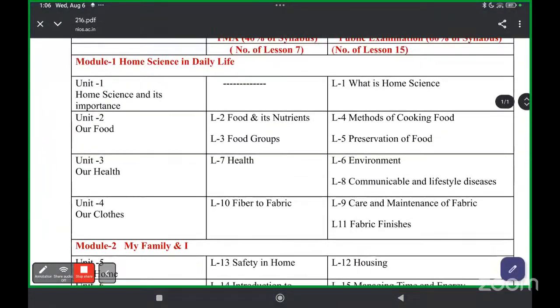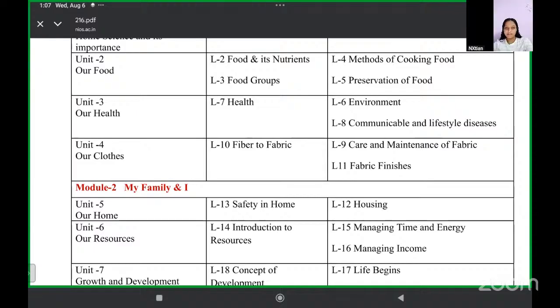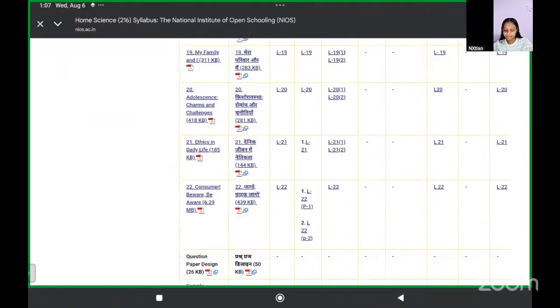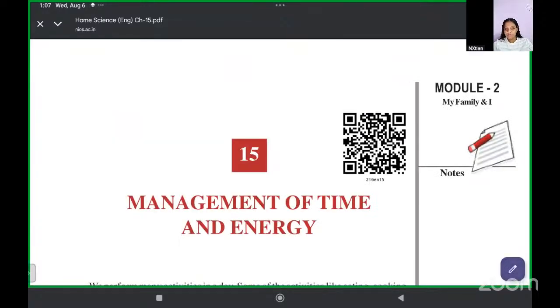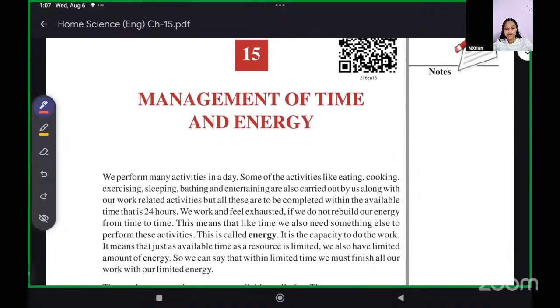Now, what I was looking at is this. We did chapter 12, housing, and the next lesson that we have is lesson 15, managing time and energy. Let's start this new lesson. Lesson 15, management of time and energy.